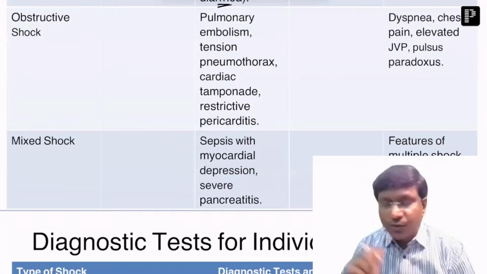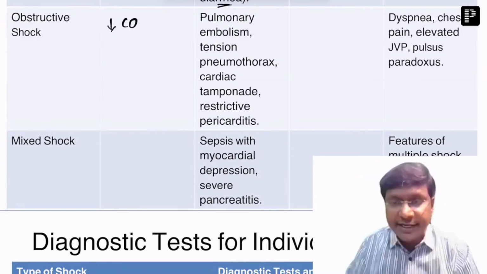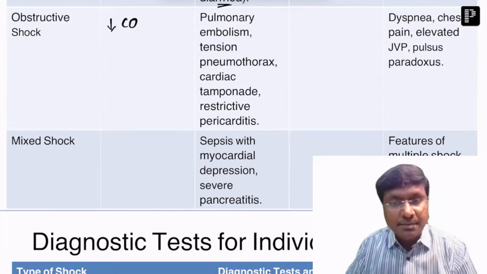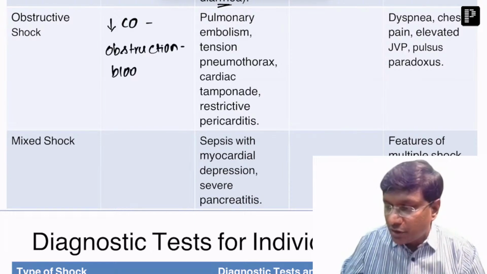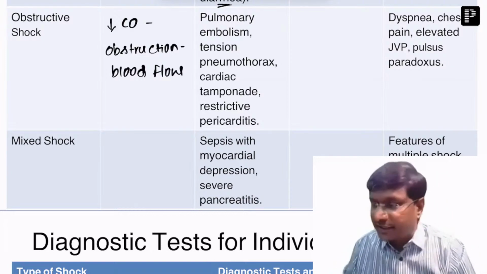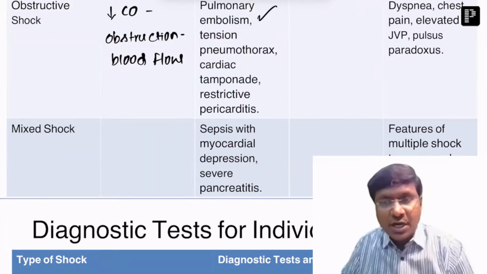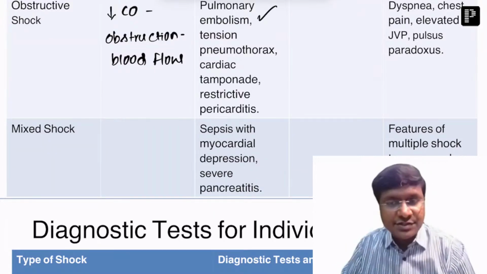Then coming to obstructive shock. In obstructive shock also, there will be reduced cardiac output. And what could be the reason? Due to obstruction to the blood flow. Now, what could be the reasons for obstruction to the blood flow? That is in pulmonary embolism, right? There will be reduced outflow to the pulmonary artery, so thereby preload onto the left ventricle is reduced.